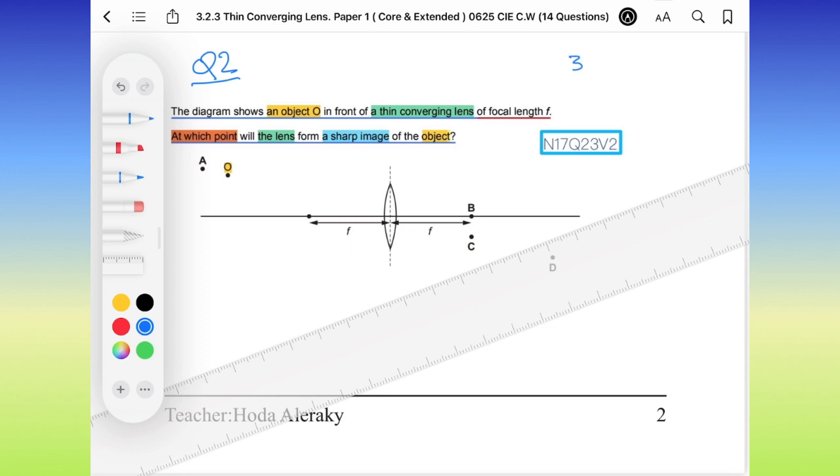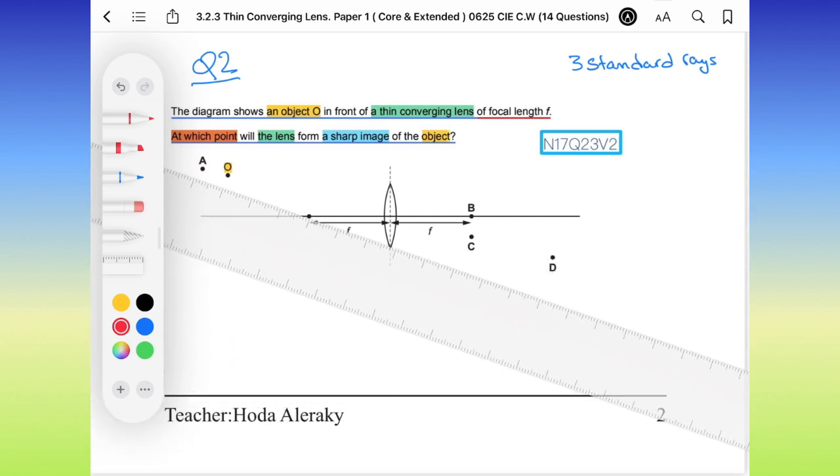We have 3 standard rays. I will explain them in detail in the next question, but now I will draw only one of them. We have a ray which is passing through the optical center. Okay, what is the optical center? The point here at the center of the lens.